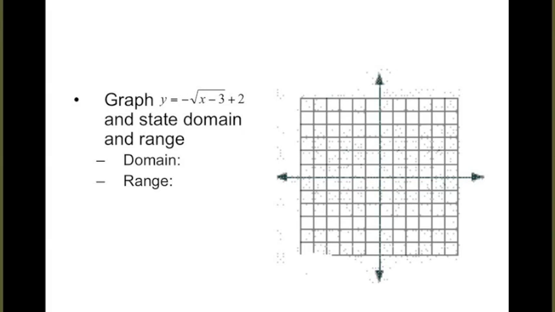Right, so first thing we need to do on this one is take care of our shifting. -3 is going to go to the right 3. +2 is going to go up 2. Then we're going to make a chart for our simplified equation of just y equals negative square root of x. We don't need the stuff that already created our endpoint.